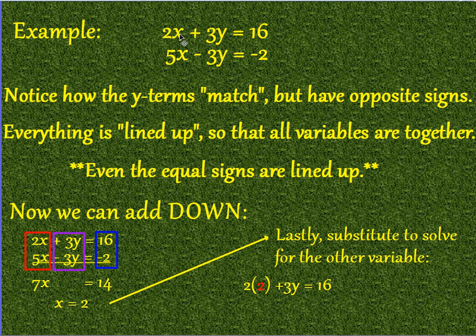Substituting 2 in where I used to have an x, I can multiply. I can subtract both sides by 4. And I can divide both sides by 3, and I get y equals 4. And now we have an x-coordinate and a y-coordinate for our solution, the point (2, 4).